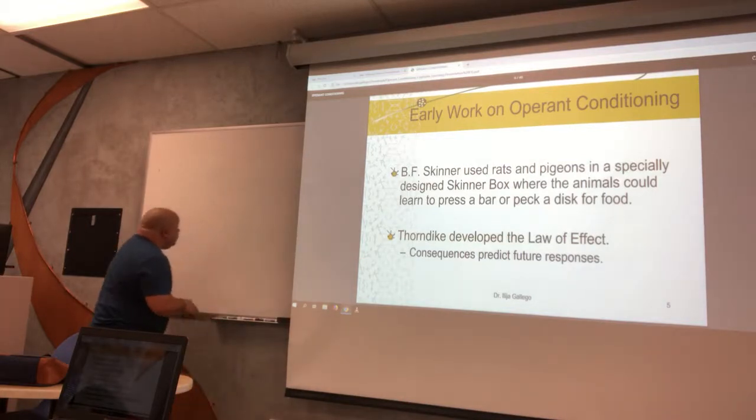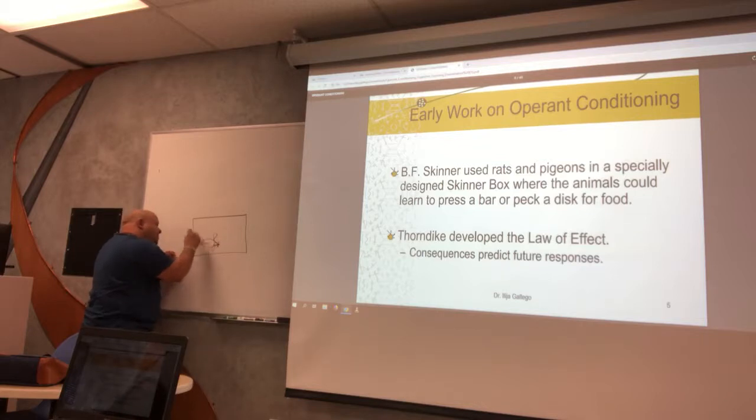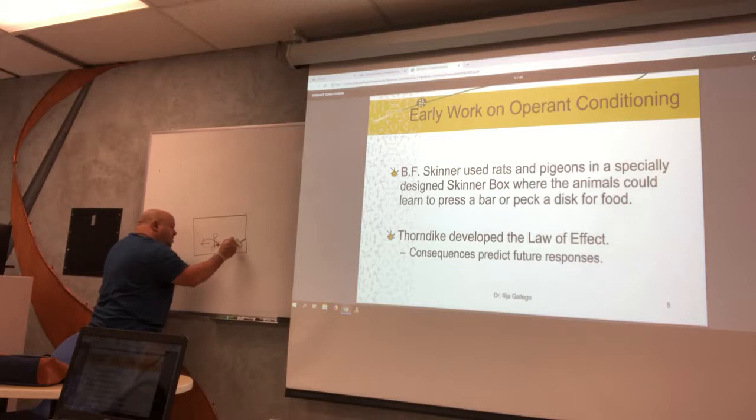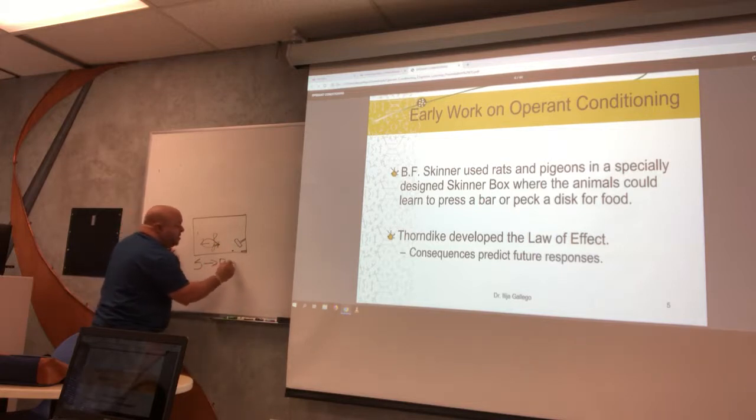So you have this box, and then you have my rendition of a rat here, okay? There's a lever here that the rat has to learn to press. When it presses the lever, it might get a piece of food. It will get a piece of food. So this is based on stimulus to response to consequence.